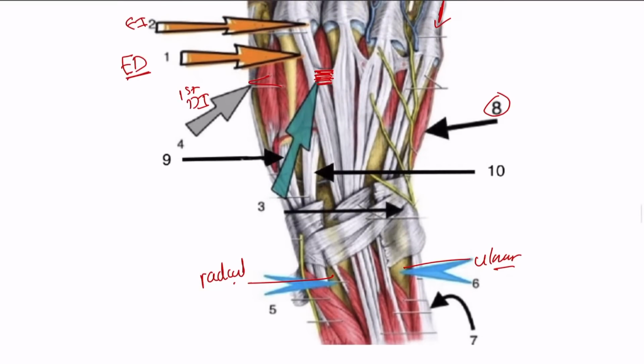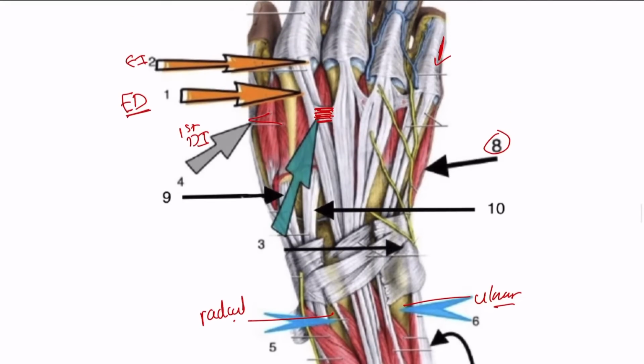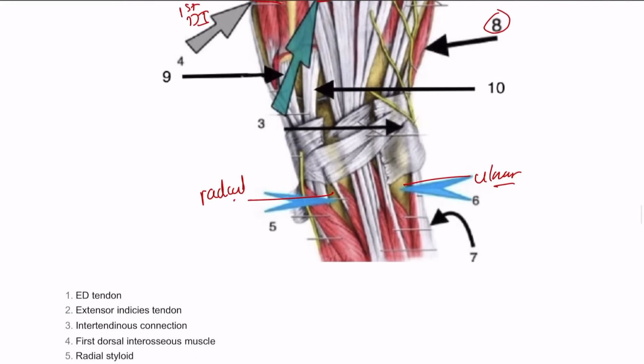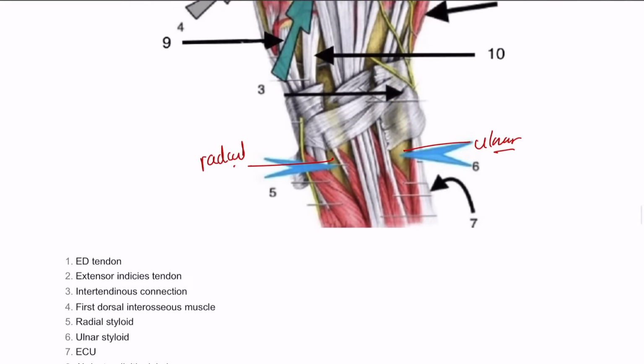Two muscles that can be easily confused. Number 10, you are on the thumb side, or on the radial side, so that would be extensor carpi radialis brevis, because you are on the radial side.